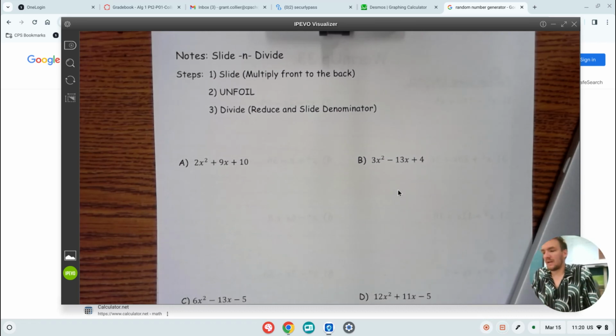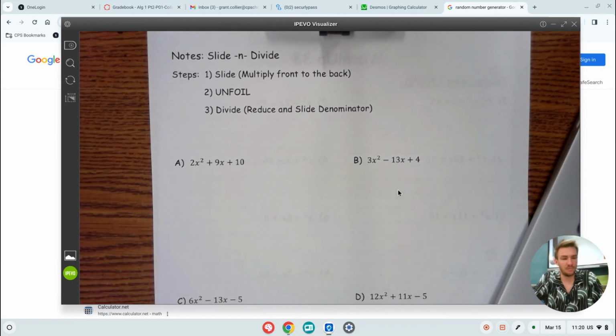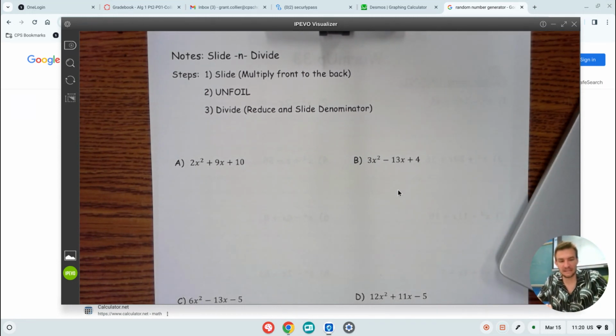We're going to go over factoring trinomials where a is not 1. We're going to talk about sliding and dividing. It's kind of a new strategy. We're going to go from trinomials that we've been doing, which were very easy, where a equals 1, and it's going to get quite a bit harder here.